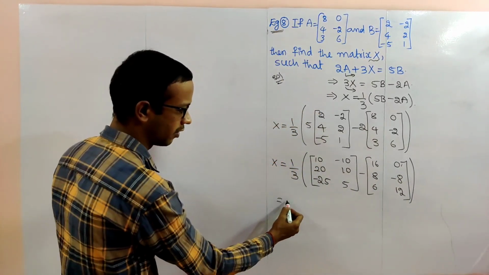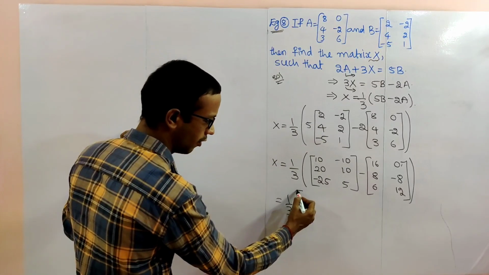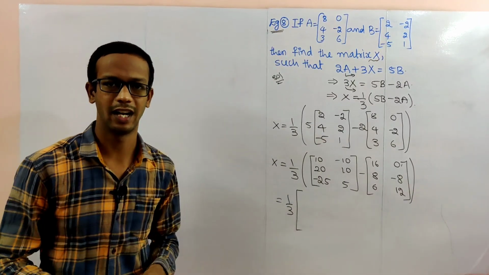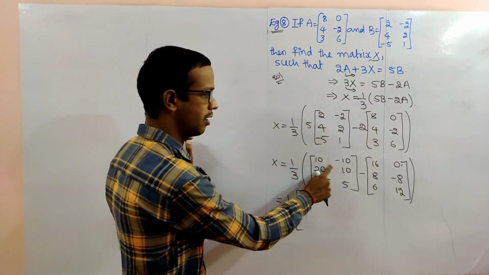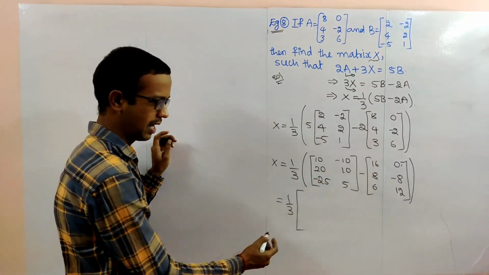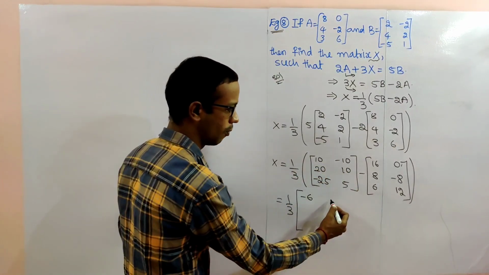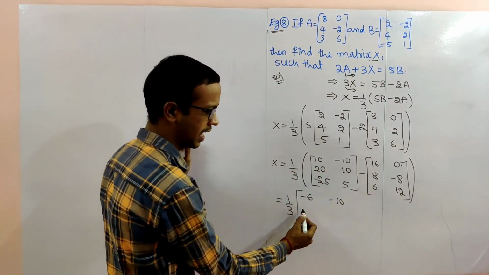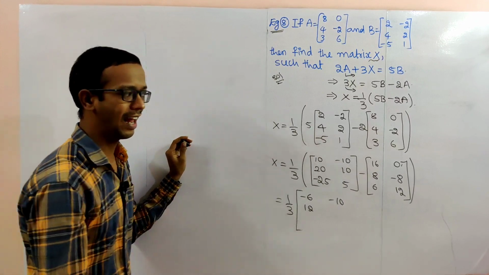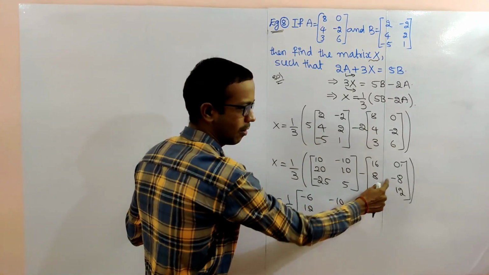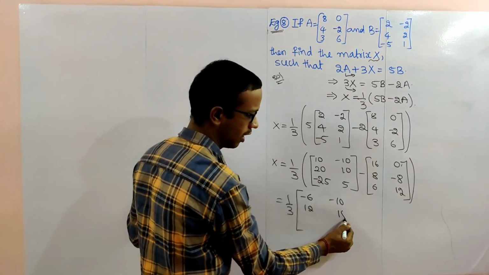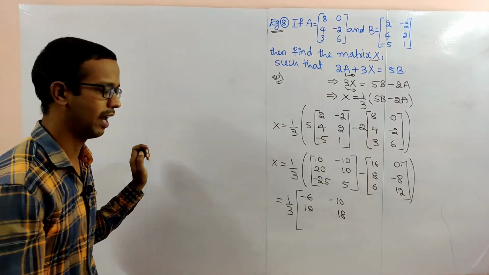So now simplify this one. 1 by 3, one matrix. You will get a single matrix. Subtraction. 10 minus 16 is minus 6. Minus 10 minus 0, minus 10. 20 minus 8, 12. 10 minus of minus, minus of minus plus, you will get. Total is 18. Next.